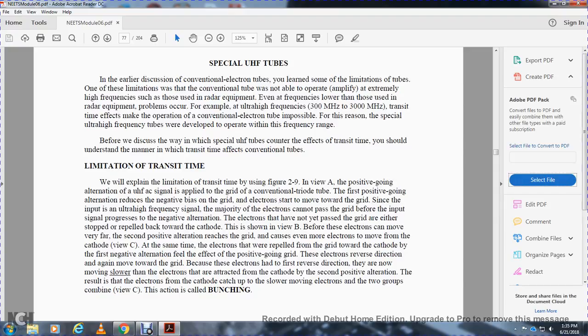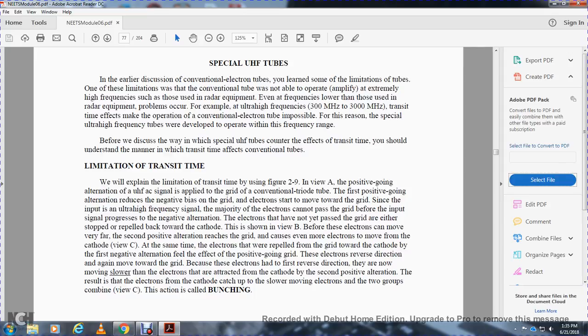Limitation of transit time. We explain the limitation of transit time using figure 2-9, view A, with a positive-going alternation of the ultra-high frequency AC signal supplied to the grid of a conventional triode tube. During the first positive-going alternation, due to the positive charge on the grid, electrons start to move forward toward the grid. Since the input is in the ultra-high frequency range, the majority of the electrons cannot pass the grid before the input signal changes to the negative alternation. The electrons that have not yet passed the grid are stopped or repelled backward to the cathode.